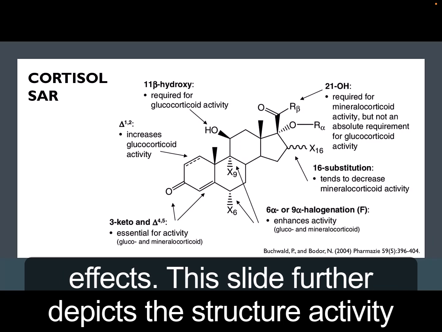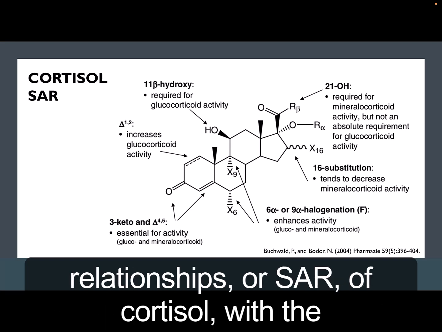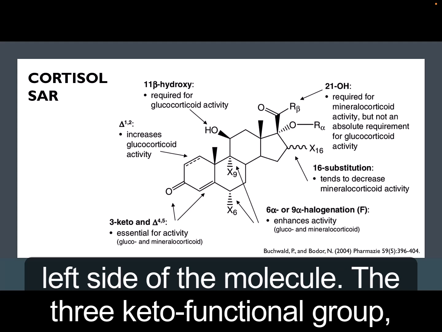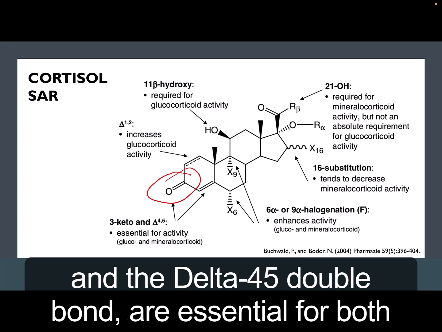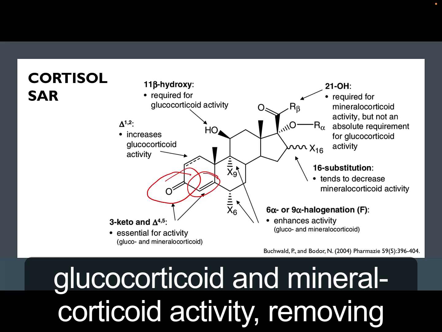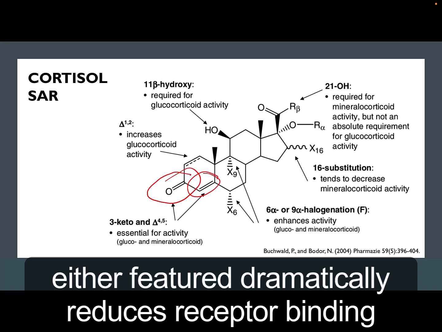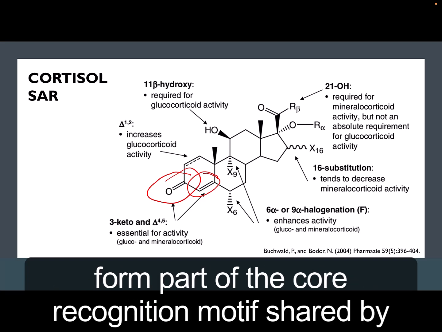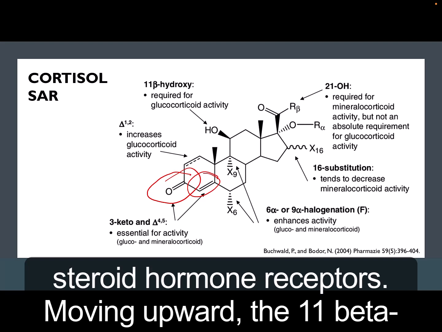This slide further depicts the structure-activity relationships, or SAR, of cortisol with the glucocorticoid receptor. We'll start with the A ring on the left side of the molecule. The 3-keto functional group and the delta 4-5 double bond are essential for both glucocorticoid and mineralocorticoid activity. Removing either feature dramatically reduces receptor binding and biological function. Together, these elements form part of the core recognition motif shared by steroid hormone receptors.